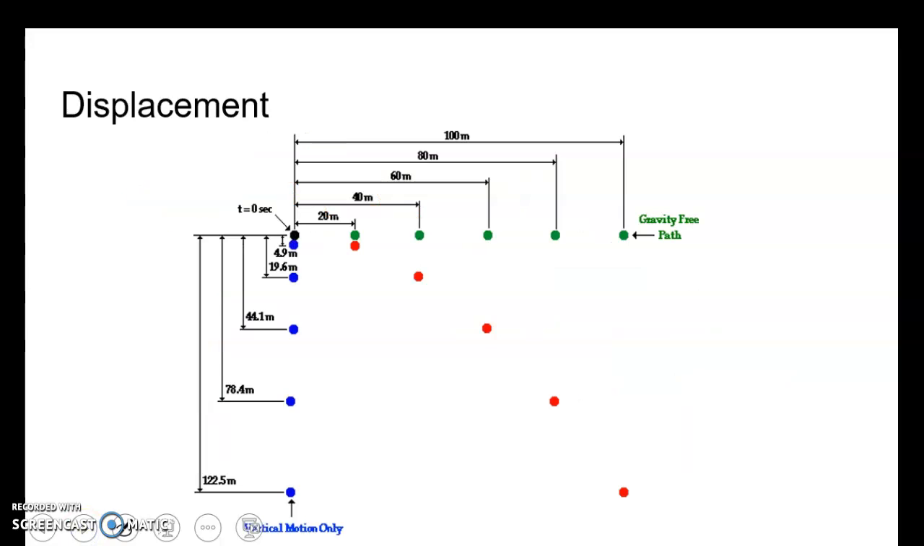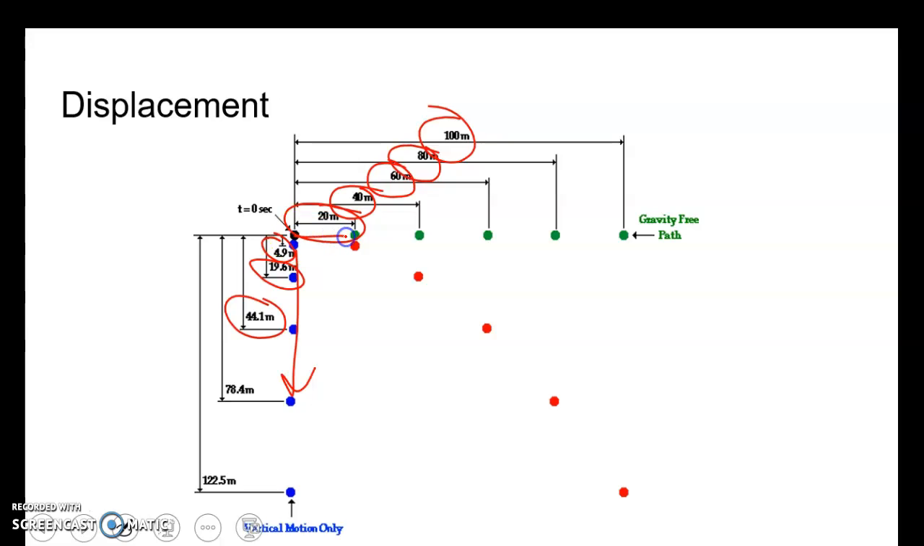Now, displacement. Since we're traveling at a constant velocity in the horizontal, we would see a constant change in our displacement. In this case, 20 meters for every second that we travel. But in the Y, we see for the first second 4.9 meters, second 19.6, third second 44.1, etc. So as we go down, our distances increase. And again, that's just because we're accelerating.